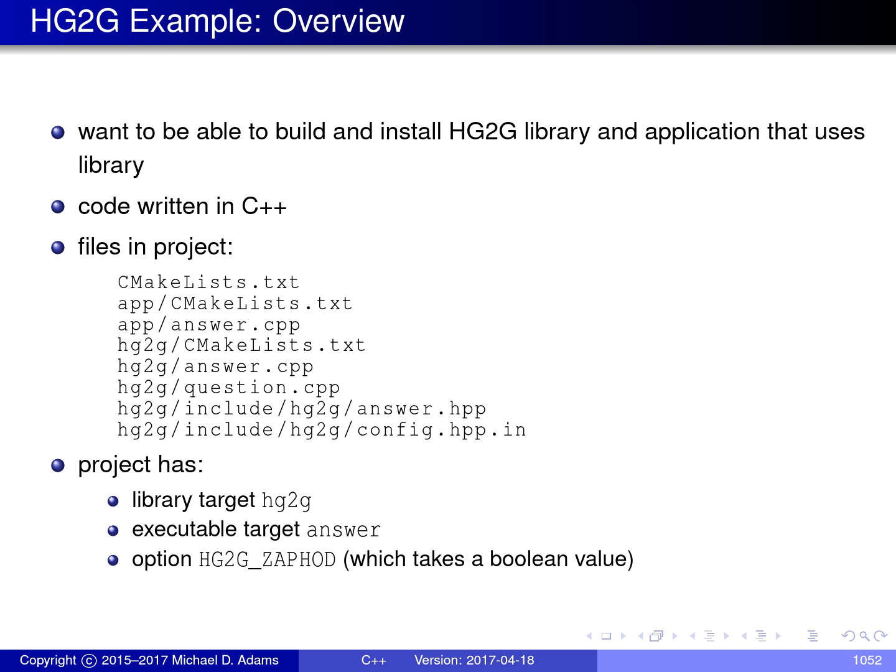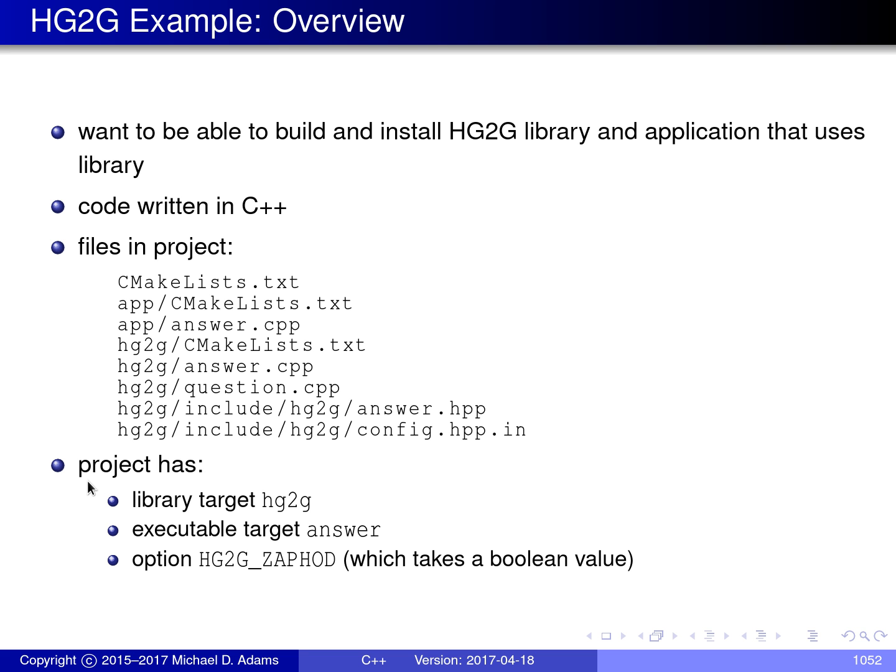Now I'd like to consider another CMake example. In this example, I'd like to be able to build and install the Hitchhiker's Guide to the Galaxy library, called HG2G for short, and an application that uses this library. The code is written in C++, and the files in this project consist of the files that are listed here, so there's several files. There's our main CMake build file, CMakeLists.txt, and then 2 helper build files, CMakeLists.txt in the app directory and also in the HG2G directory.